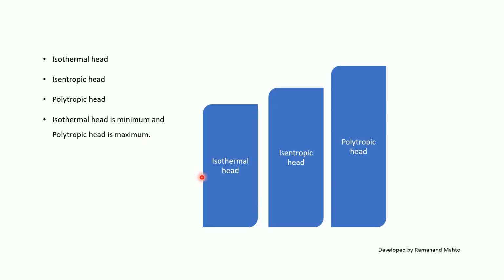ये हम देख सकते हैं आइसोथर्मल, आइसेंट्रोपिक हेड एंड पोलोट्रोपिक हेड, वेयर आइसोथर्मल हेड सबसे कम है एंड पोलोट्रोपिक हेड सबसे ज्यादा है.